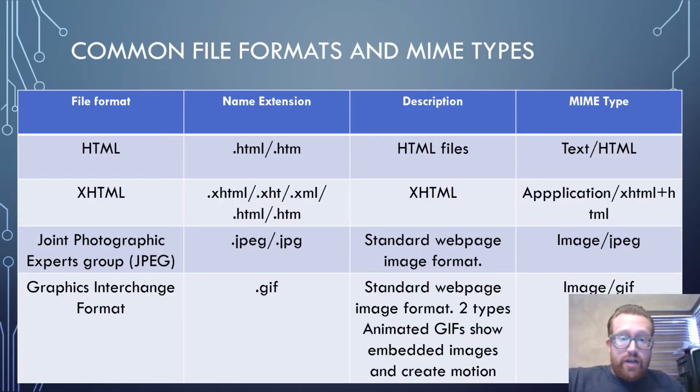So the first type is HTML. Let's start familiar. The name extension we know, .html, .htm. These are your HTML files, and they're text/html. That's your MIME type. So the column on the left is what type of file it is. The second column is the extension. The description gives you a little bit more about it, and then the MIME type.